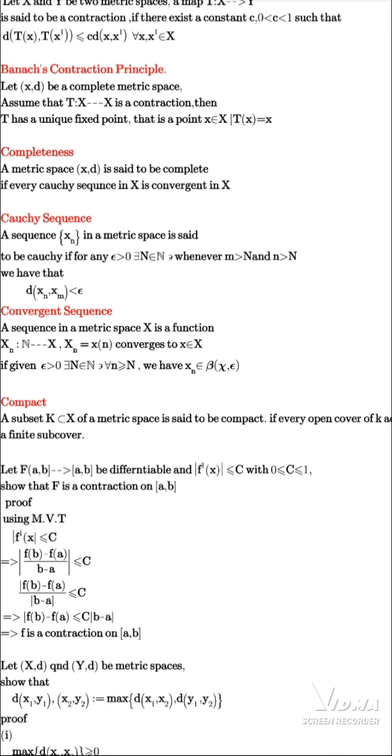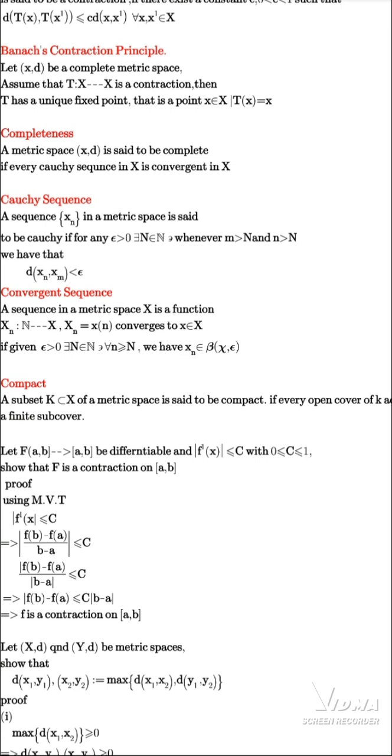So completeness. A metric space is said to be complete if every Cauchy sequence in X is convergent in X. You should know about Cauchy sequences in real analysis. We also have Cauchy sequences in metric spaces. Mind you, every convergent sequence is Cauchy, but not every Cauchy sequence is necessarily convergent in X.